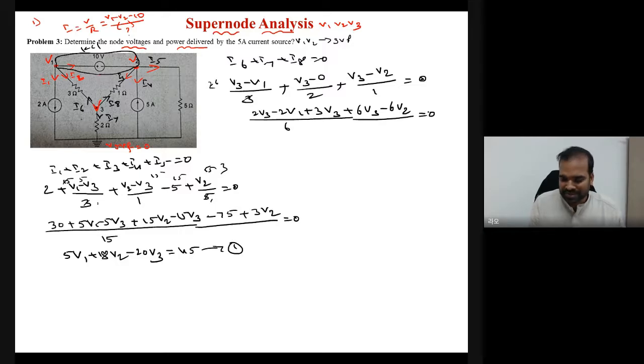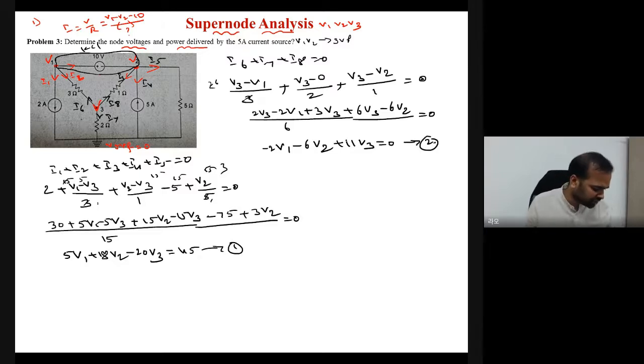So as I said previously, you always need to write V1, V2, V3 terms. So here what? You have minus 2 V1, and V2 means what? Minus 6v2, and V3 means what? 3 plus 6, 9, and 2, 11 V3, plus 11 V3. So do you have any constant terms? No, it is 0. So what is our equation 2? Equation 2 is minus 2v1 minus 6v2 plus 11v3 equal to 0.